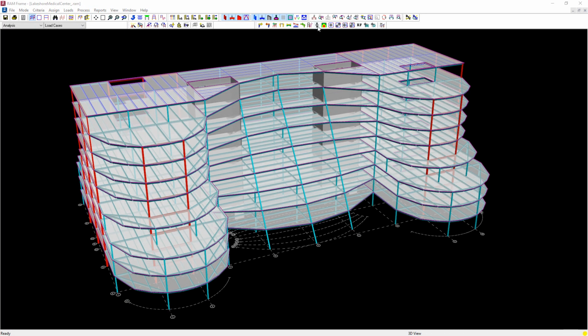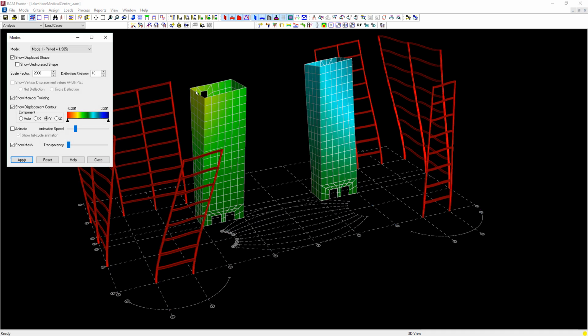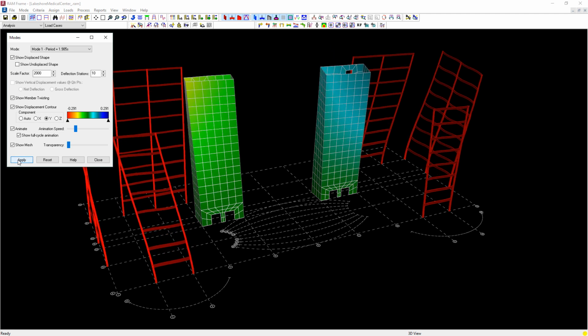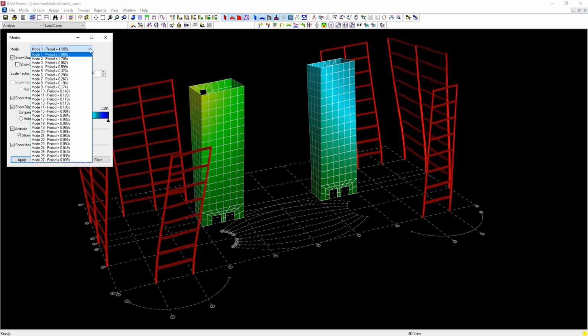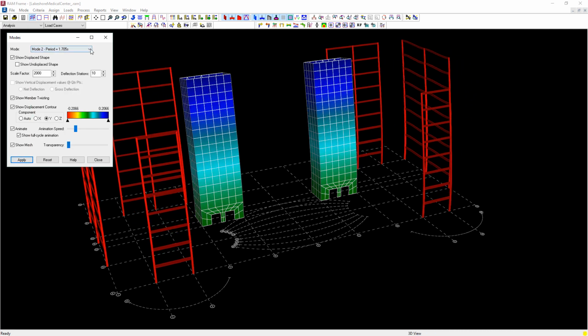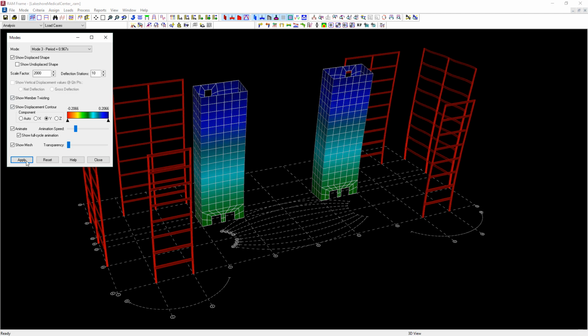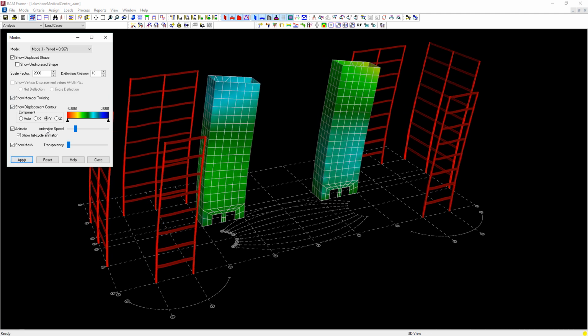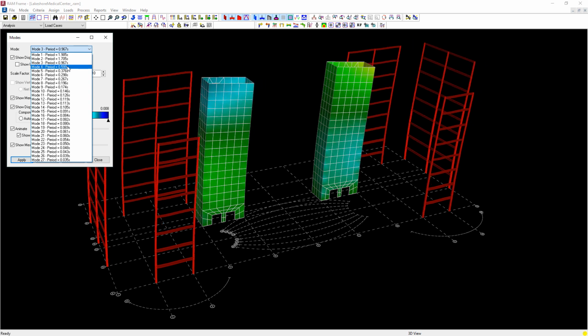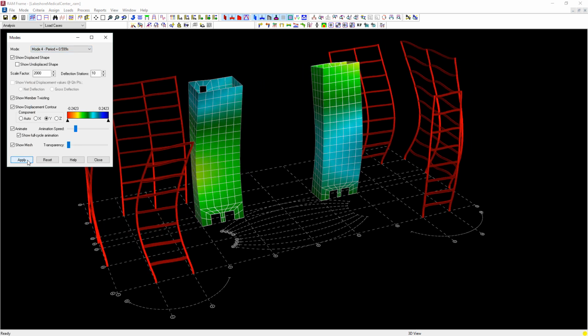Let's next take a look at the mode shapes. So here we see mode number 1, and it obviously is a rotational mode. Mode number 2 is a mode in the lateral Y direction, and mode number 3 is a translation in the lateral X direction. And we can look at the mode shapes for any mode that we want to consider.